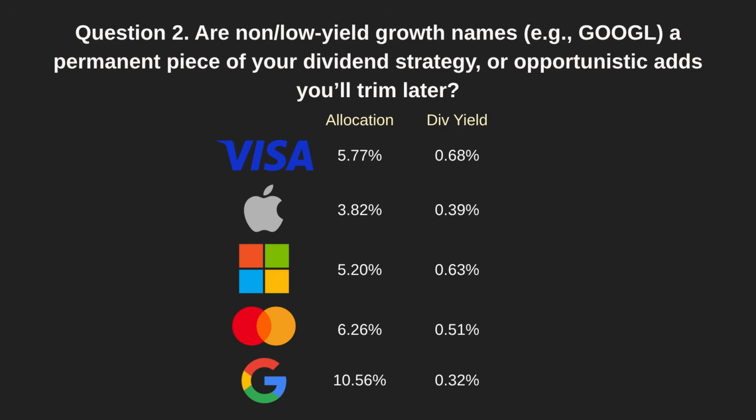I don't view them as an opportunistic addition to trim later, especially since they are still growing. The only way to sell is if the fundamentals fully deteriorate. From the ones mentioned, Apple slowed down dramatically, but still brings in a lot of cash flow. So that is why it remains in the portfolio as a whole.